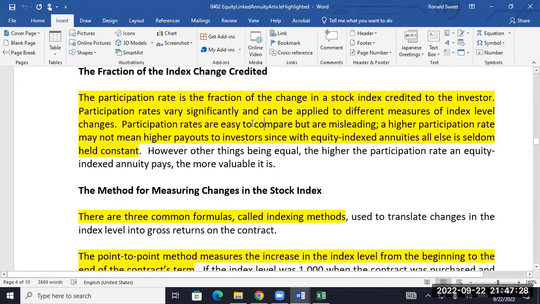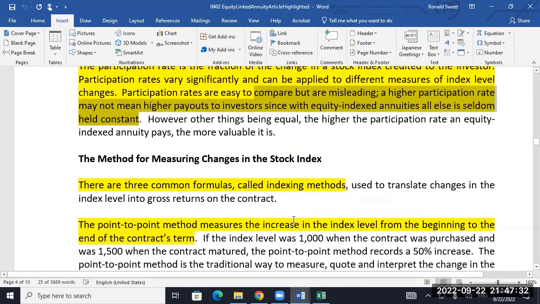That by itself should really bother you, right? If a company's picking its method so that it can advertise the highest participation rate, even though it's worse than somebody else's, that's just kind of smoke and mirrors.